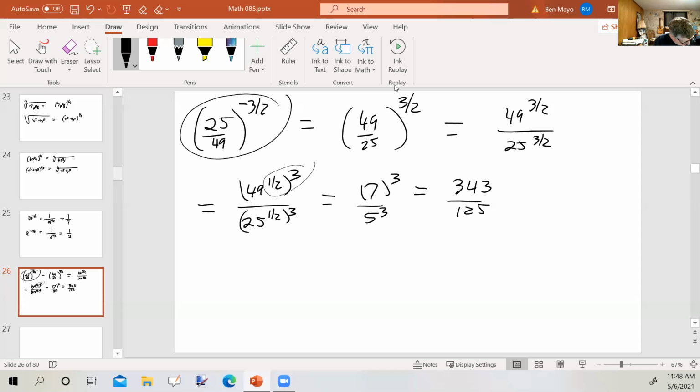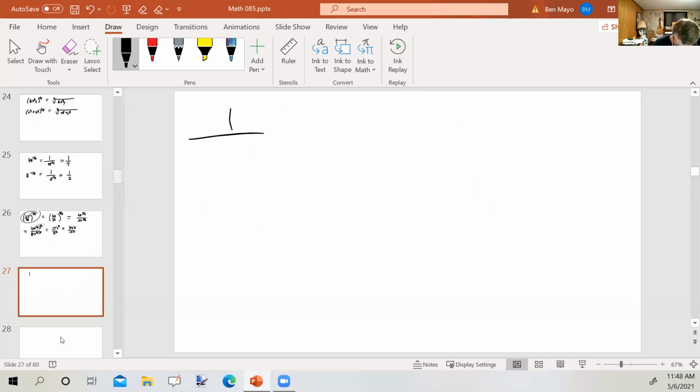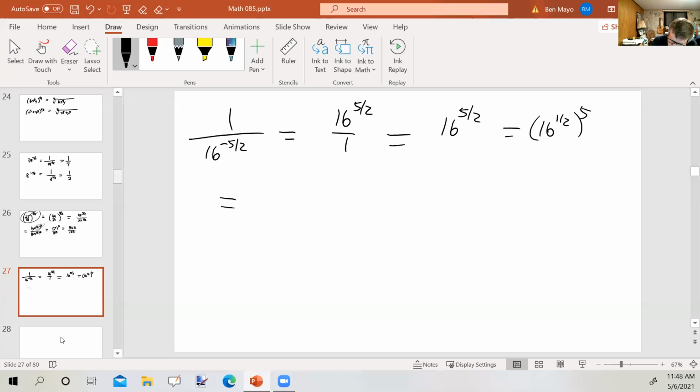Let's see here. Here I have a situation where the base is negative in the denominator. So if I move it to the numerator, it changes the sign of the exponent. I wrote it over 1. I don't really need to worry about the over 1 part of it. I'm going to do the square root first, which would be 4, and then raise that to the 5th power. Let's see, what is 4 to the 5th power? That's 1024.